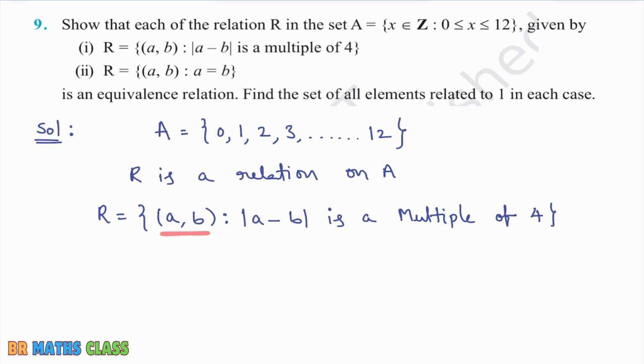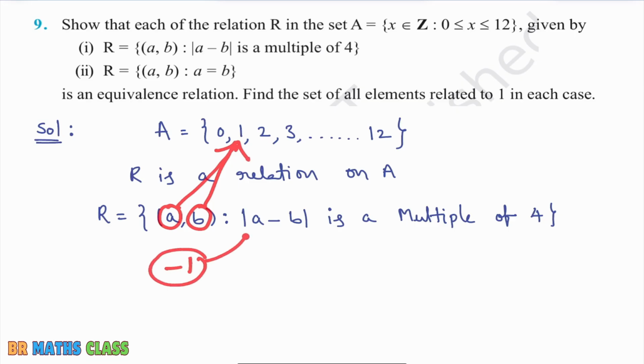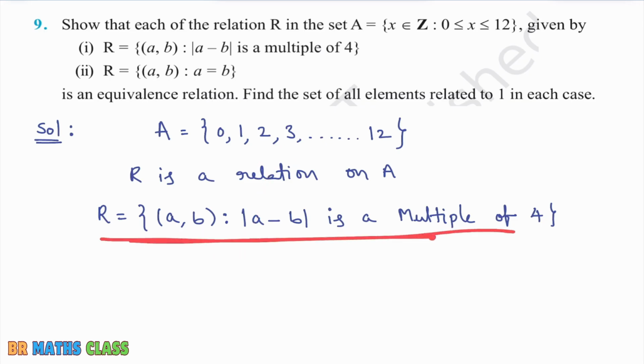This relation contains what type of ordered pairs? Here, as R is a relation on set A, both a and b are from set A only. You cannot take a as minus 1 because minus 1 is not in this set. a and b must be from this set only. Now, I'll prove this relation is an equivalence relation.